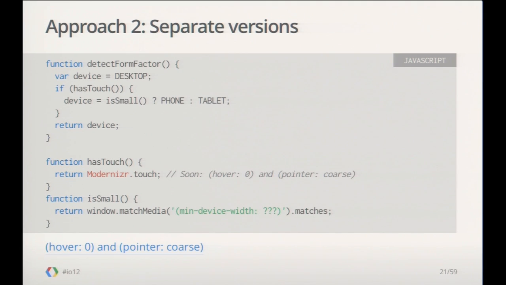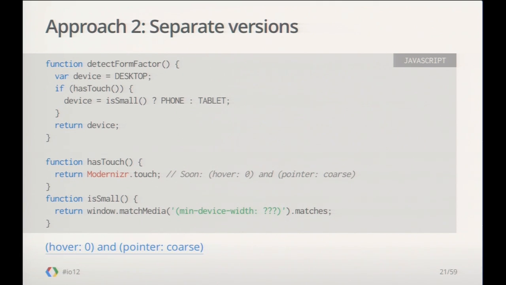But if we want to completely separate the versions that we want to create, we can take an approach like this. This is really simple code that basically says default to the desktop version, then check for touch support. If there's touch support and the screen is small, serve the phone version. Otherwise, if the screen is large but touch is still enabled, serve the tablet.